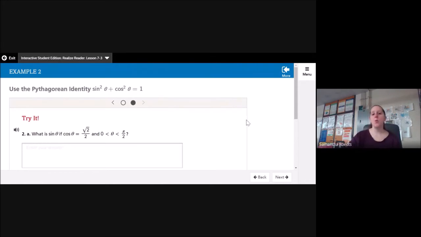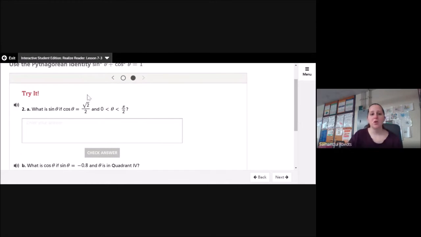All right, let's try it. What is sine theta if cosine theta equals the square root of 2 over 2 and theta is between 0 and pi over 2? Okay, so cosine theta equals square root of 2 over 2 tells me that sine theta is also square root of 2 over 2, because this is going to be a 45-45-90 degree triangle.